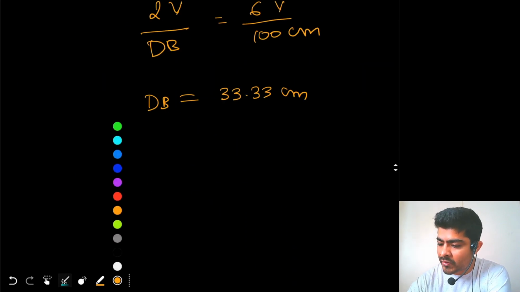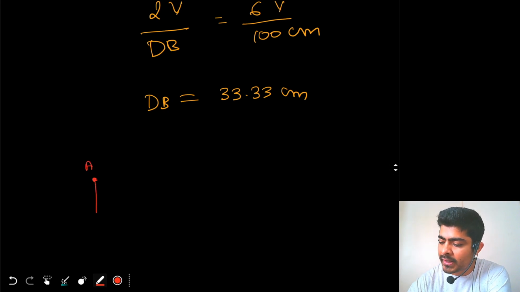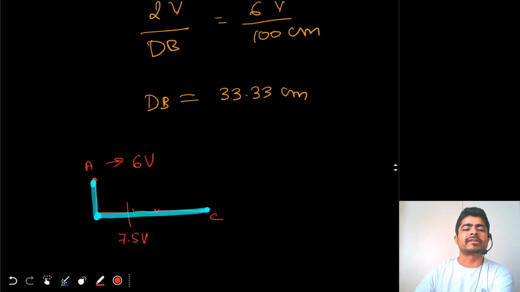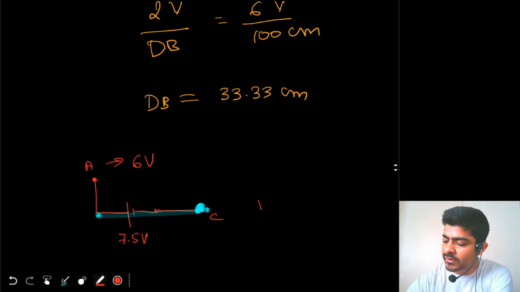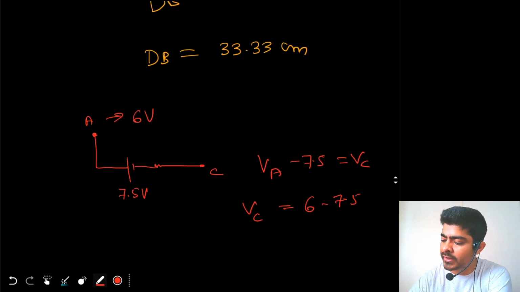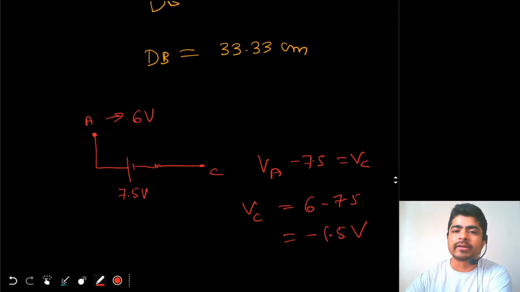Okay, let's draw that. So in the new case, this is your point A and then we have a battery of potential 7.5 volt. So this has potential 6 volt. So from 6 volt I cross the battery from positive to negative terminal, so I get VC. So VA minus 7.5 equal to VC. So VC will be how much? 6 minus 7.5, so that is minus 1.5 volt. This is the answer. Okay.